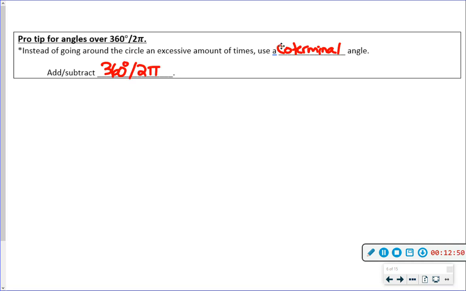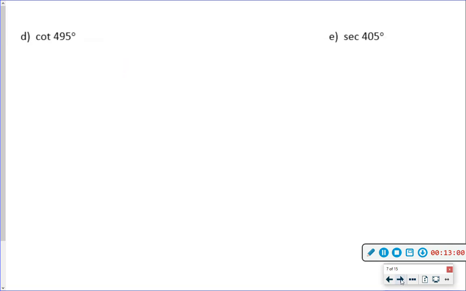Because remember, it's just a different route to end up at the same exact spot, but we want to work smarter, not harder. So if I'm over, like the next one, I don't want to draw 495. I would have to do a complete revolution plus some more, just to end up at the same spot. So I'm going to use a coterminal. I'm going to take 360 off. All right, what is 495 minus 360? 135, yeah. I'd much rather draw that.